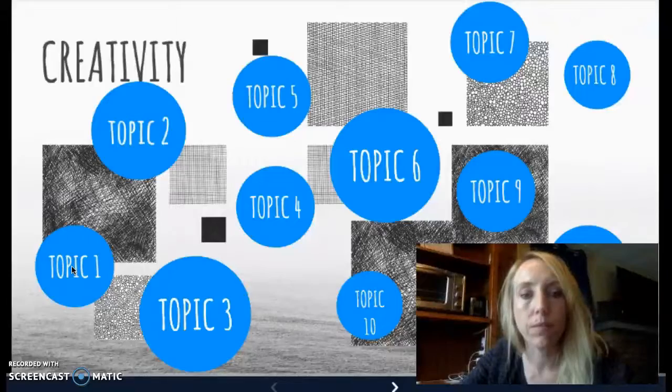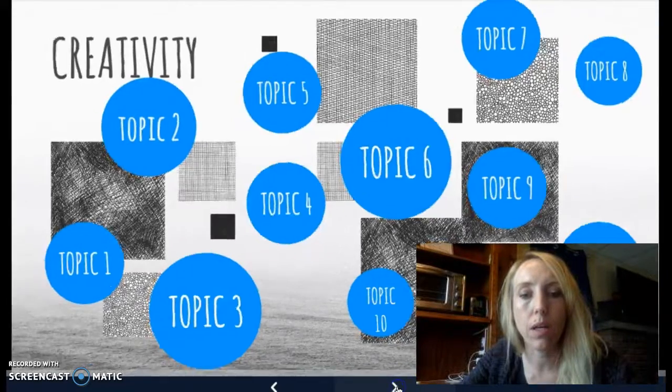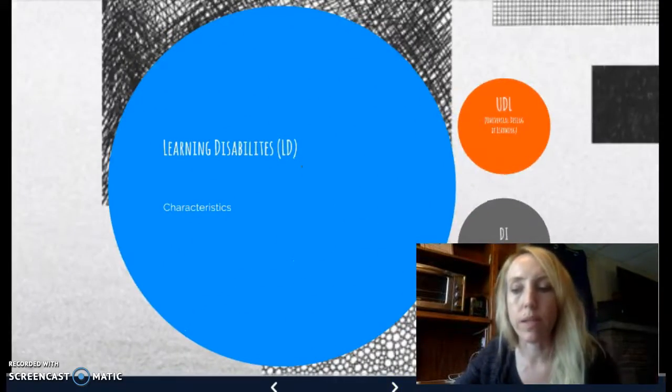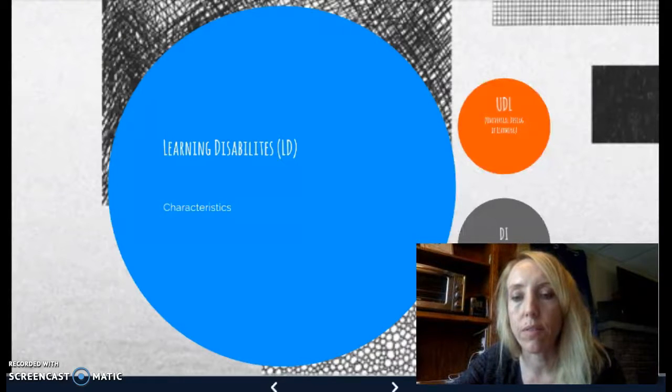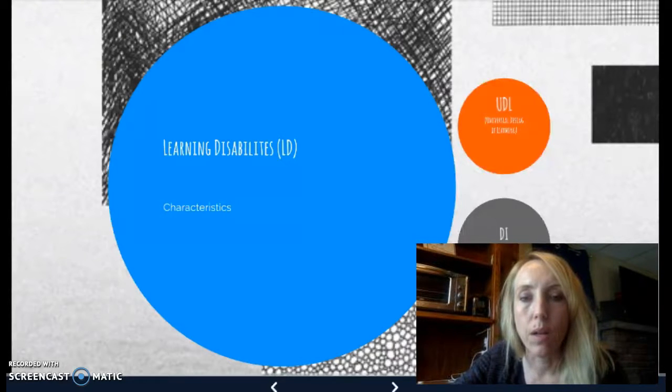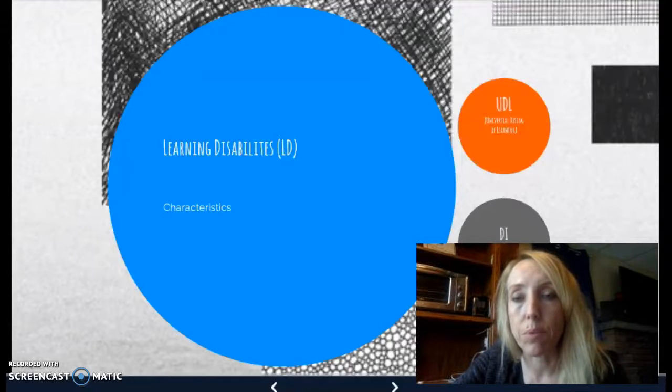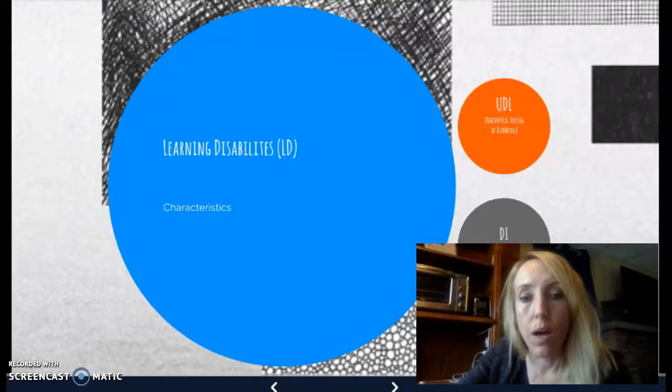First topic is learning disabilities. Some characteristics of learning disabilities: they're not all the same. Individuals with learning disabilities will have weaknesses and strengths in different areas. But the one thing that they do seem to all have in common is a low academic achievement.